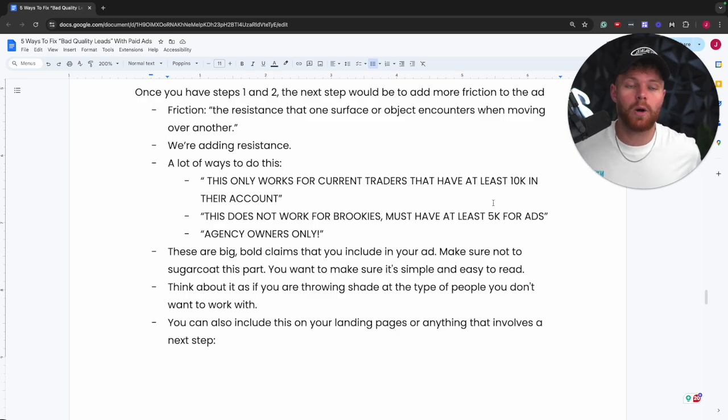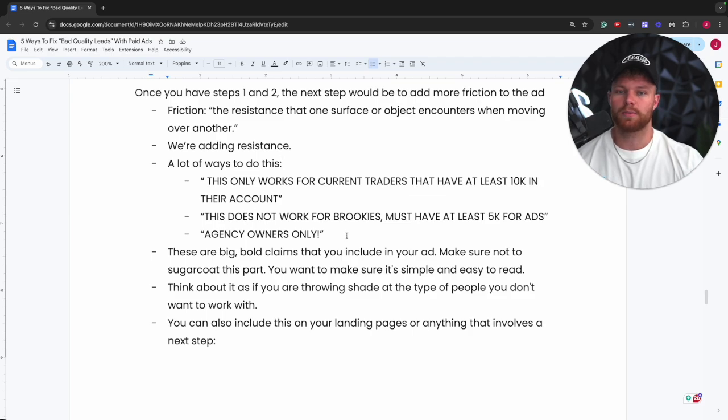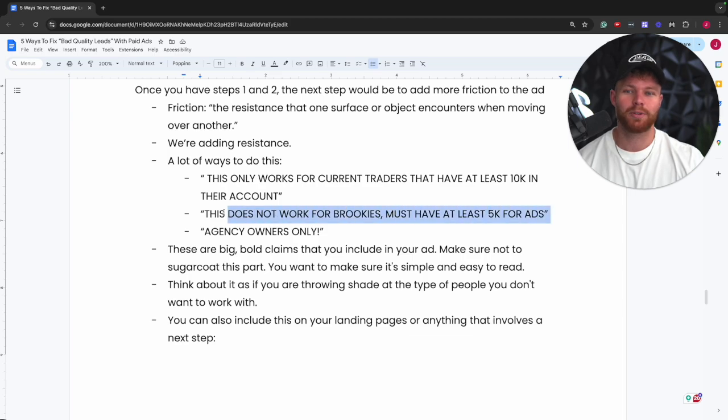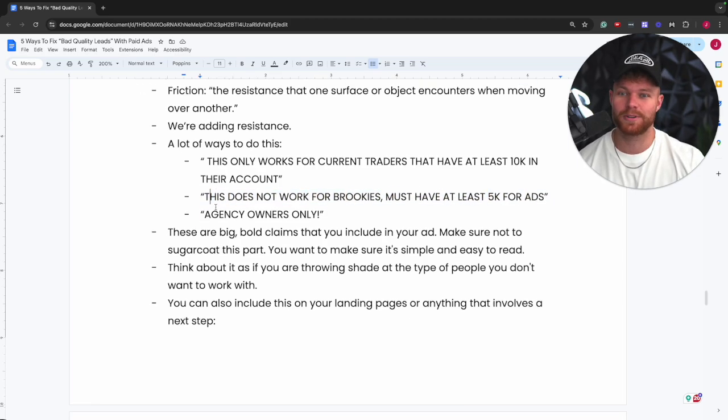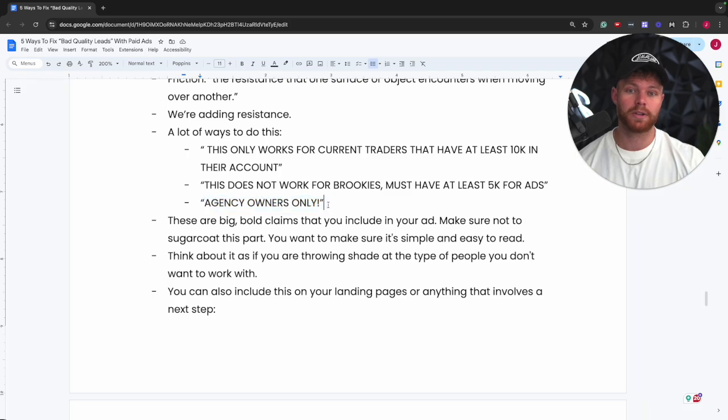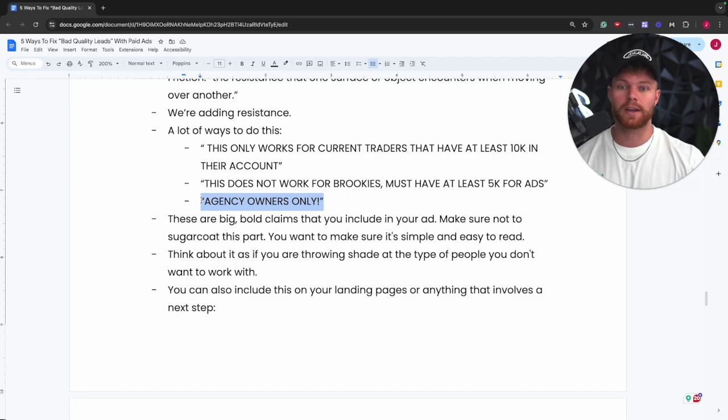So if you're not getting a lot of quality people, put this disclaimer out there if you're using a photo ad, saying, hey, this will only work for traders that have at least 10K liquid in their account. Or you can say that in the video, whatever it might be. Another thing you could say is, this does not work for brokies, must have at least 5K for ads. Believe it or not, I've put that in ads before and it works pretty well. And then you could say agency owners only. Instead of trying to teach people how to run an agency, maybe you're only looking for people that currently run an agency, or agency owners doing 10K a month. The more specific you are, the better.